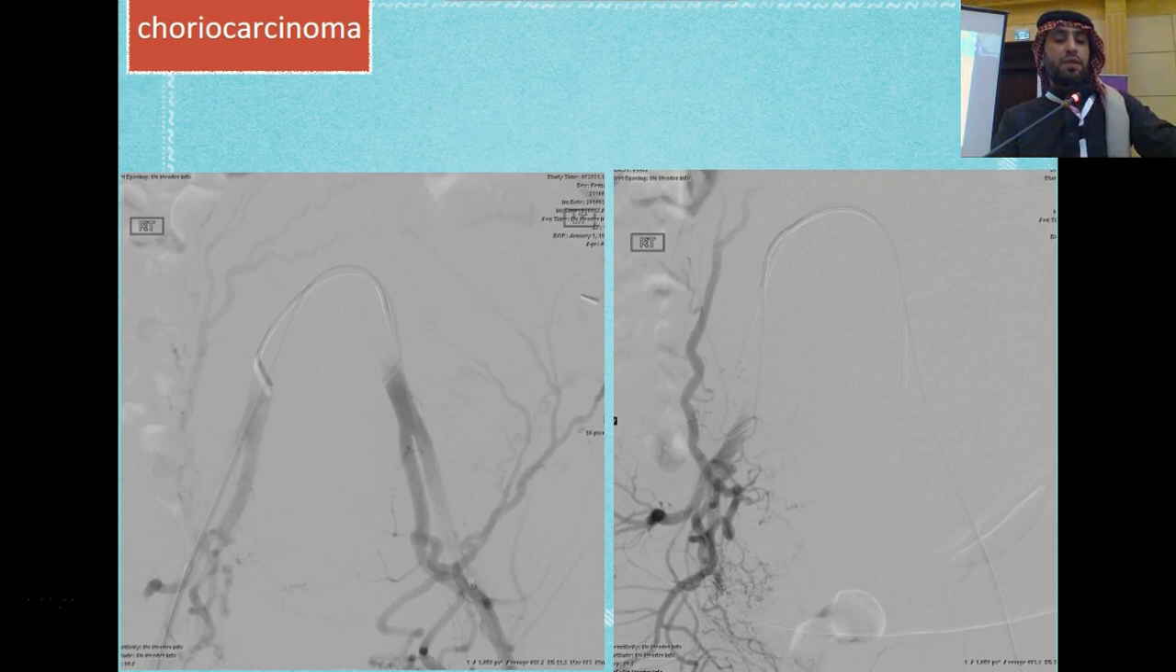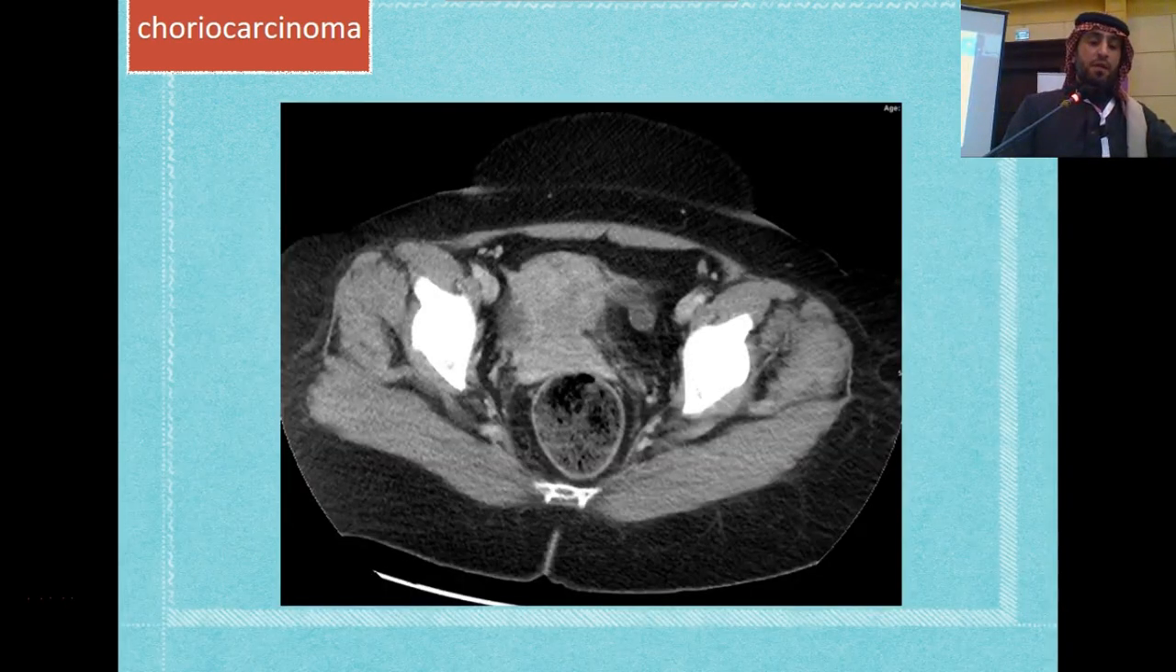Brought her to the angio suite. We did angio. If you see the right side image, it's a huge uterine artery supplying the tumor. It took a long time to embolize because it's very vascular, but in the end we ended up with embolization. This is her after full course of treatment. This is her uterus after 2 years.